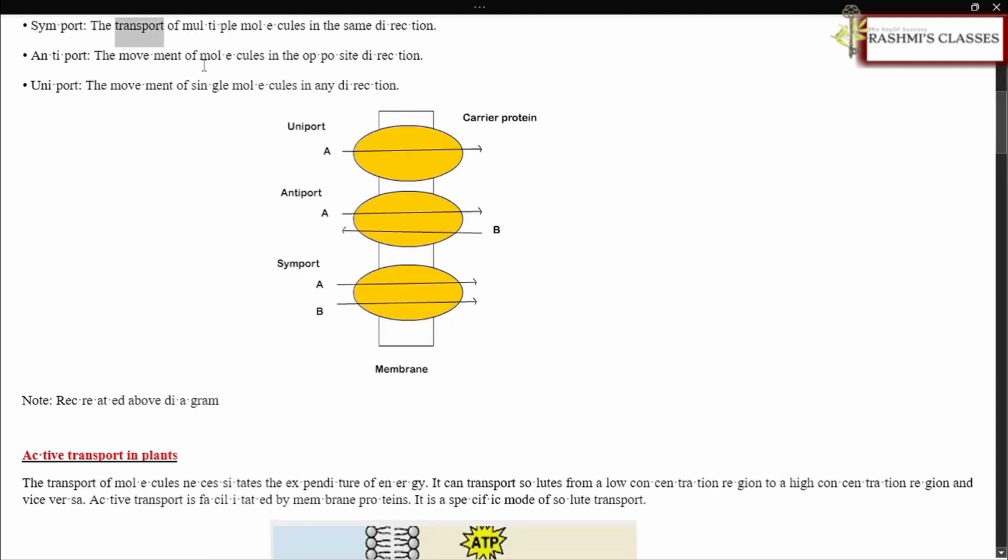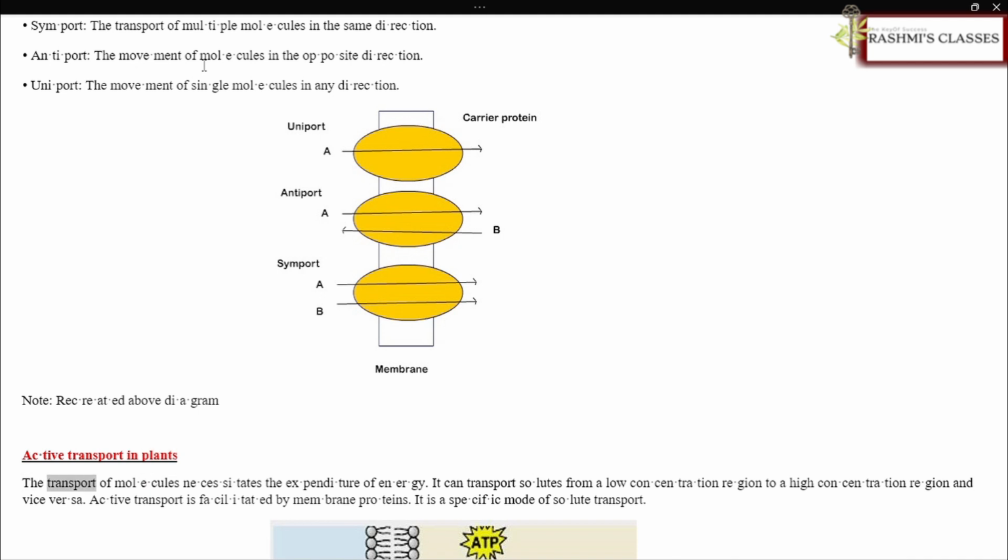Symport, the transport of multiple molecules in the same direction. Antiport, the movement of molecules in the opposite direction. Uniport, the movement of single molecules in any direction. Note, recreated above diagram.